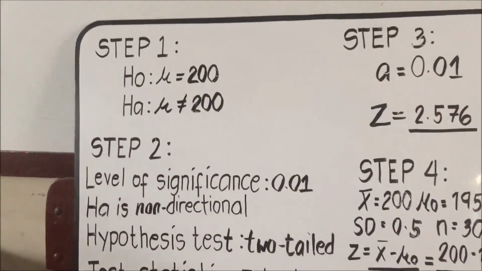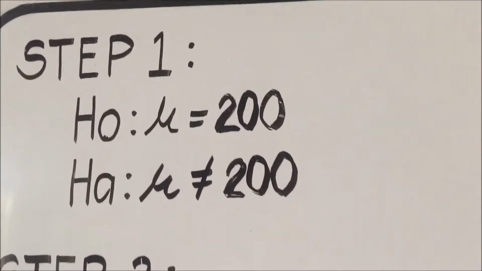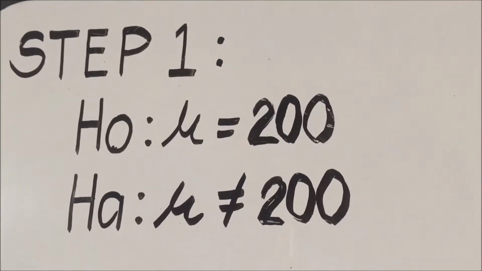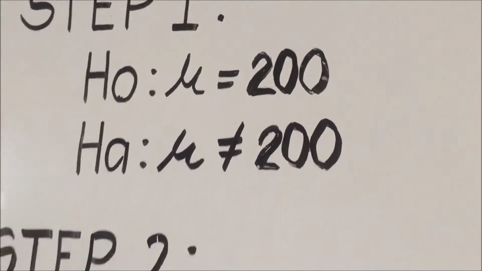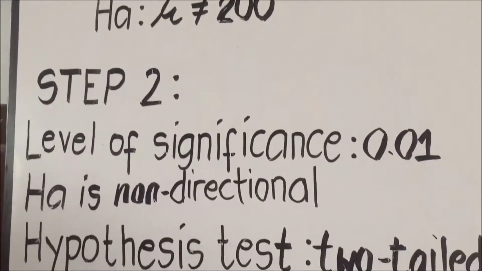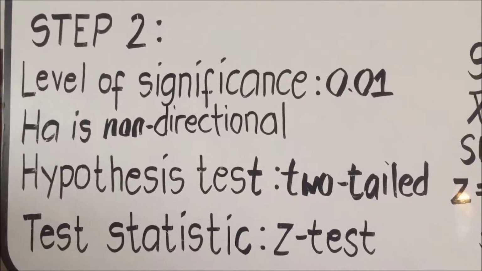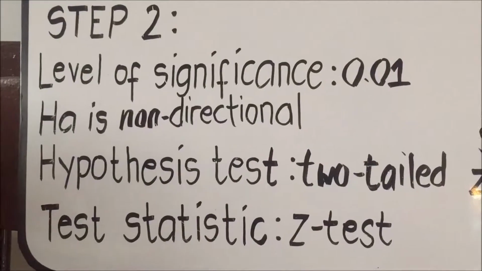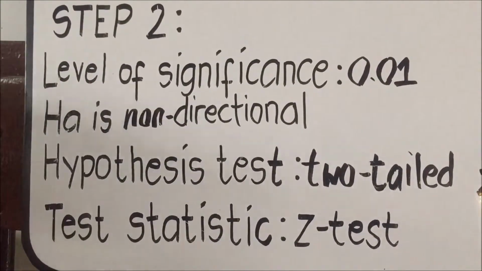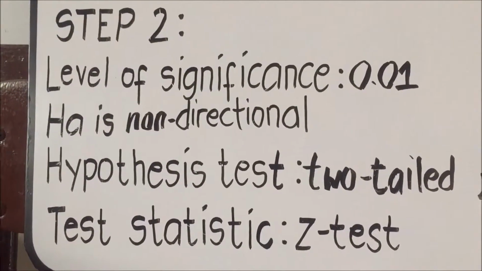Step 1, we have to find the null and alternative hypothesis. In our problem, the null hypothesis is the mean is equal to 200 and the alternative hypothesis is the mean is not equal to 200. For step 2, we have to determine the level of significance, which is 0.01. Our HA is non-directional. The hypothesis test is two-tailed since it is non-directional, and the appropriate test statistic is a z-test since n is equal to 30.